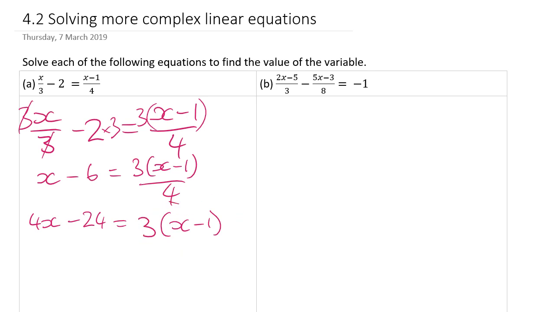I really need to probably expand this to get the x on its own. So let's do that. I'm going to have 4x minus 24 equals 3x minus 3. Why is it minus 3?